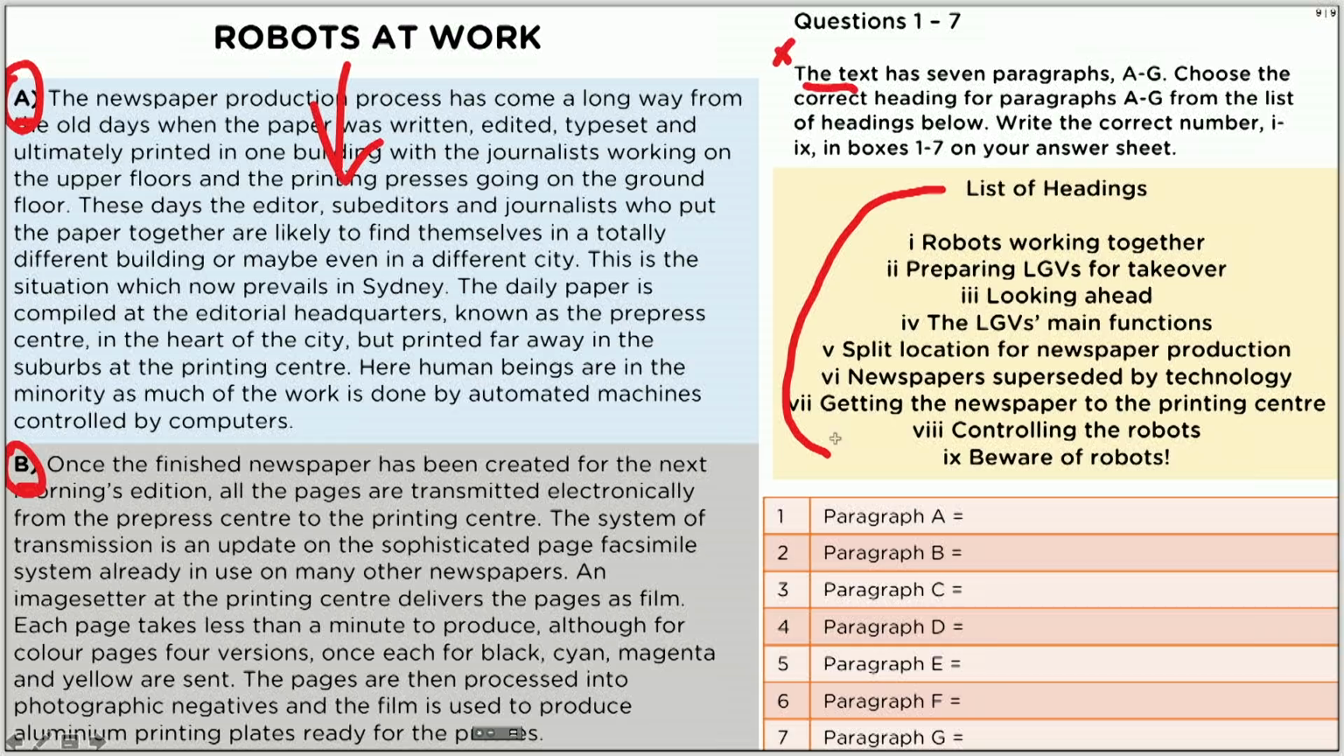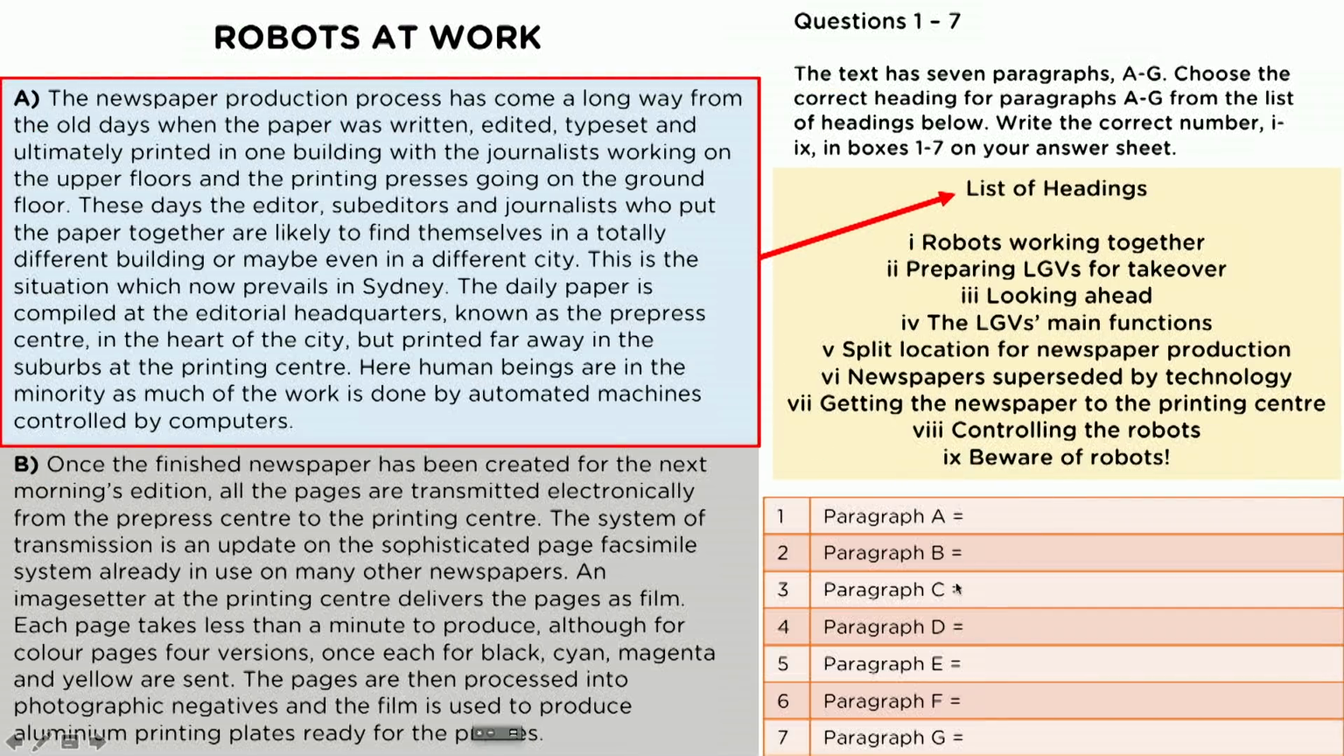Choose the correct heading. Here are the headings for paragraphs A to G from the list of headings below, and then write the number. This is like a Roman numeral. Write this in here. Let me tell you what to do. What you need to do is this. You need to read that paragraph, then look at the headings, read them, and choose a heading that best matches that paragraph. And then you write that funny little number into your answer sheet.